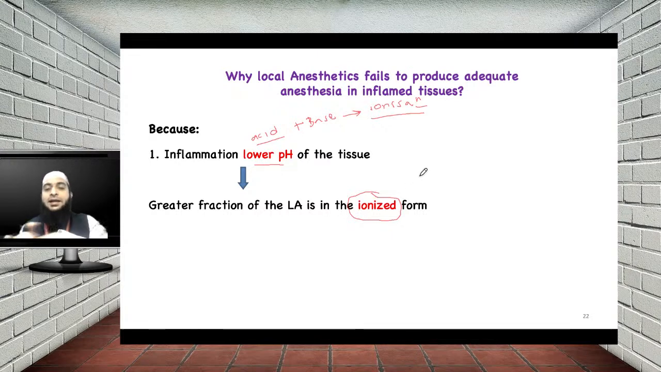Suppose you have applied it on the surface, it has to cross the membrane in order to be absorbed into the muscles, isn't it? It won't be absorbed. Why? Because it is ionized over there, because the inflamed area has low pH, it reacts with the base, and that drug is converted into ionized form, and due to its ionized form, it will not cross into the deepest part of the tissue where you expect the local anesthetic action. So that is one reason: inflammation lowers the pH of the tissue, so a greater fraction of the local anesthetic is present in ionized form, and it reduces their action.